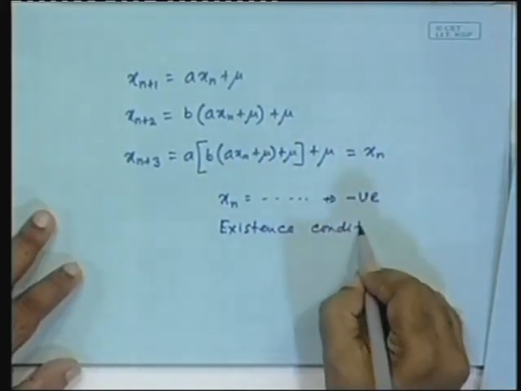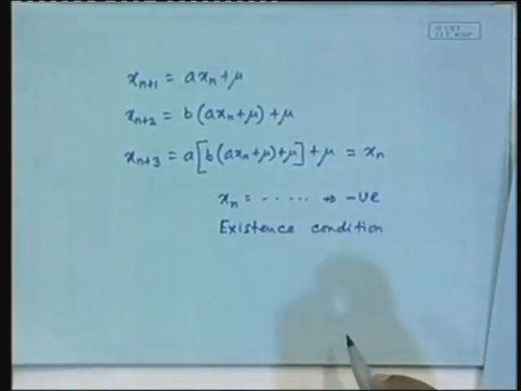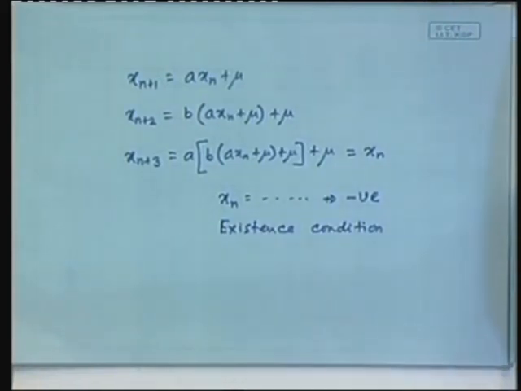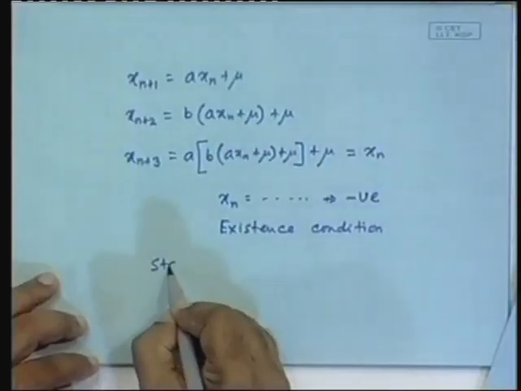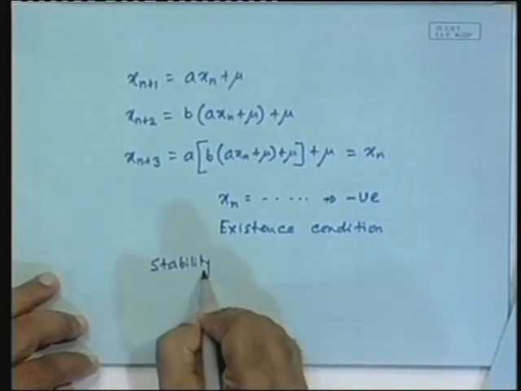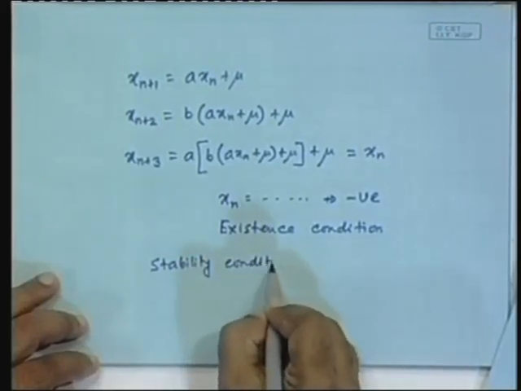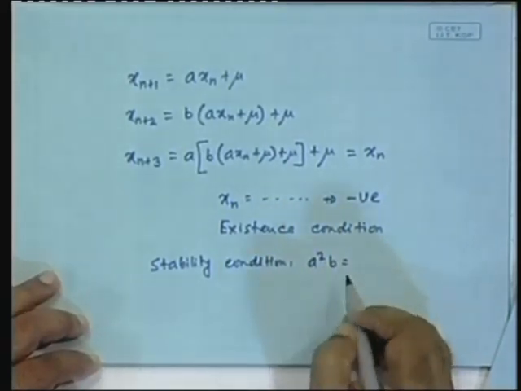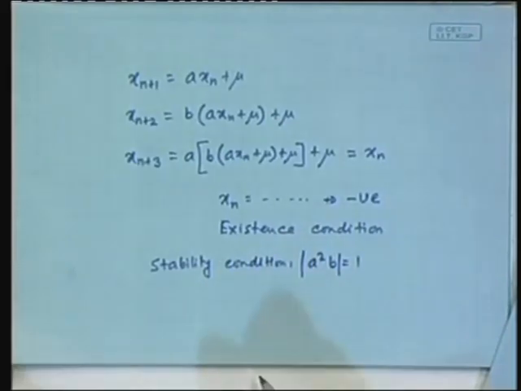Can you find it? Not difficult, doable by hand. Now, what is the condition for stability? This particular orbit will be stable so long as there are 2 points to the left and 1 point in the right. So, the stability condition is that the magnitude of A square B should be less than 1, then it is stable.